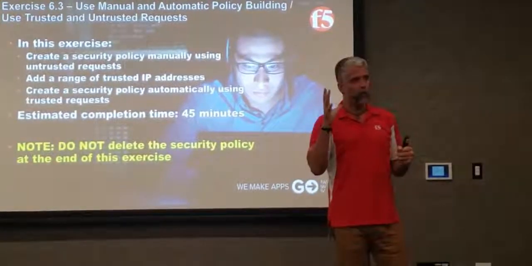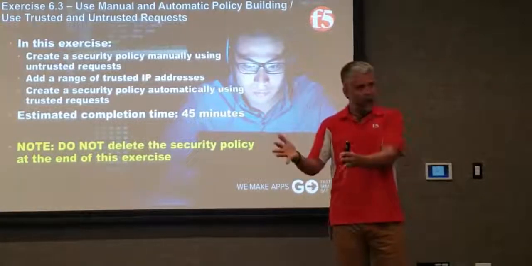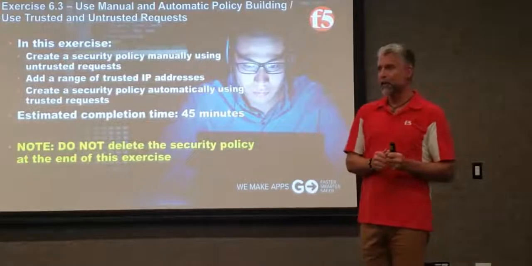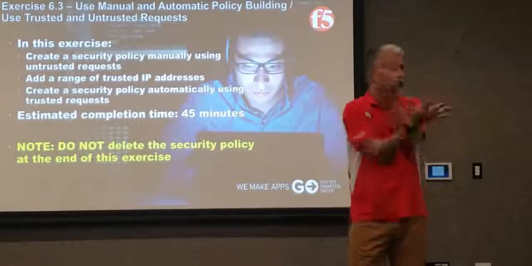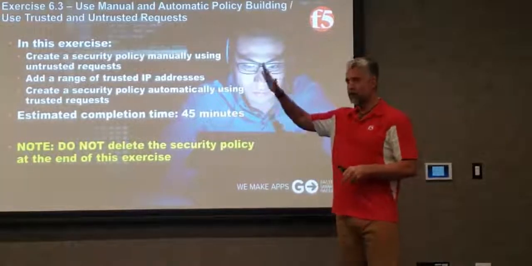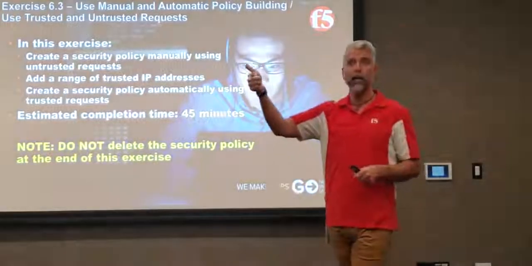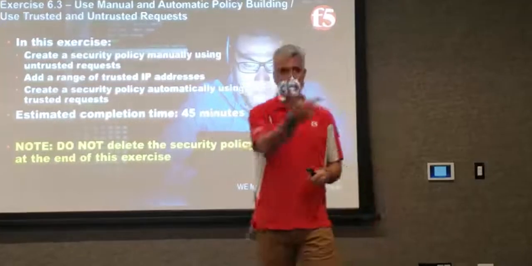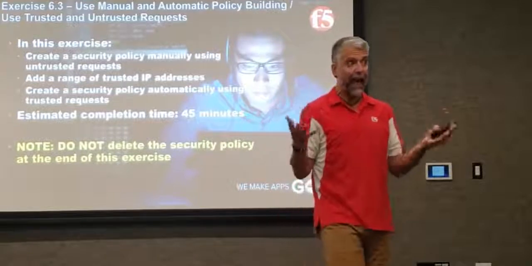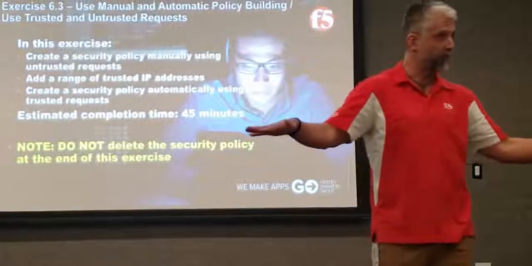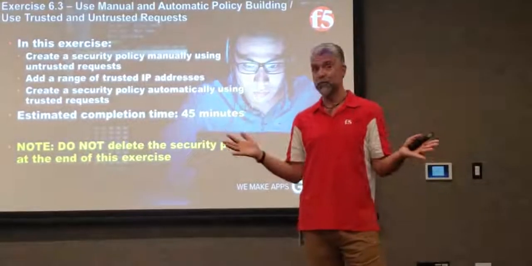Now we're going to take this whole concept and go further with it in the next lesson. I want you now to just identify these two concepts, manual and automatic policy building, using either trusted or untrusted requests. They're all interchangeable. So you're going to be starting with a fresh security policy. You're going to use manual policy building with untrusted requests only and generate some traffic and view the results. You're then going to add a trusted IP address for your workstation. And you're going to generate some more traffic and hopefully see some different results.